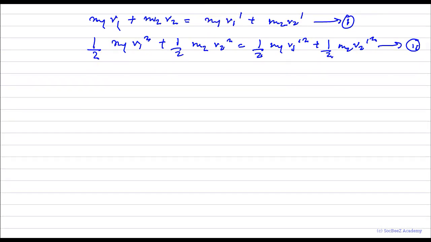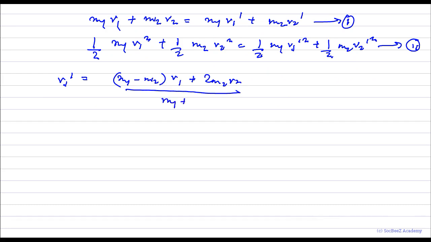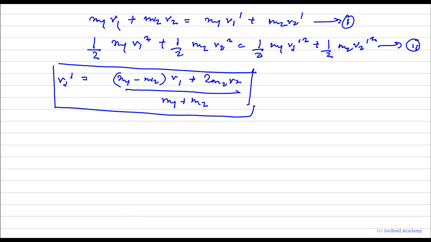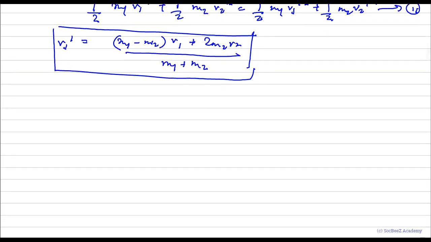I'm not solving these equations, I'm directly writing down the expressions. v1 dash is (m1 minus m2) into v1 plus 2 m2 v2, upon m1 plus m2. This is one thing which we need to remember, because this is a very general case, and questions are generally asked of this case.